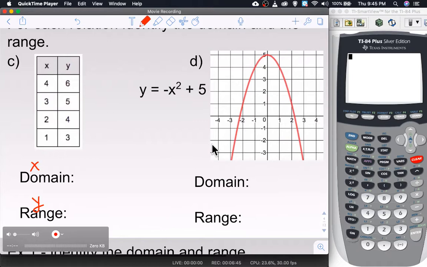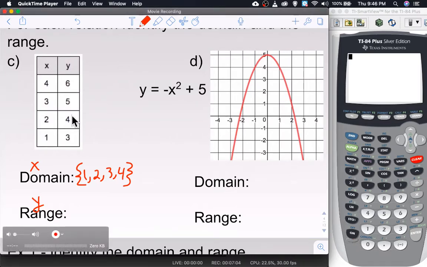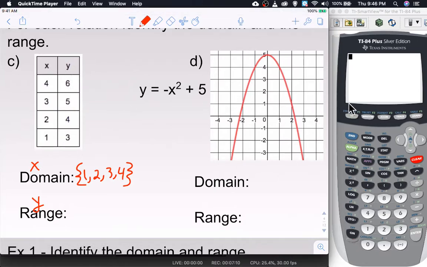4, 3, 2, 1. So I'm going to get 4. Well, I should probably do it in order. 1, 2, 3, 4. There you go. So it's just the set of points 1, 2, 3, 4. And then my range will be the set of points 6, 5, 4, 3. It's just those outputs. 3, 4, 5, 6. And there we go. So from a table or a set of points, it is just the given values.